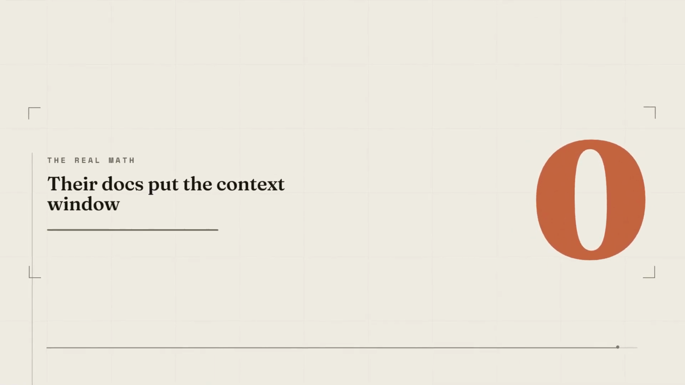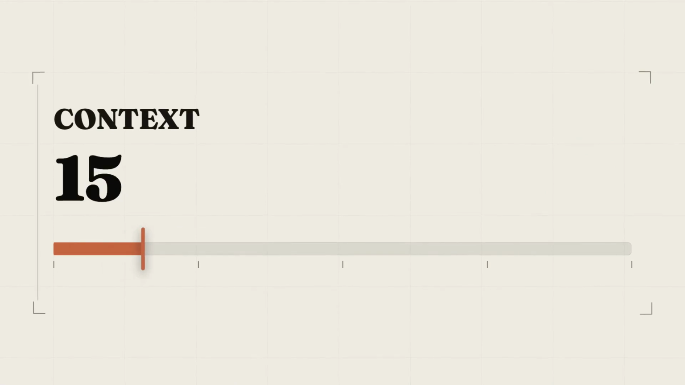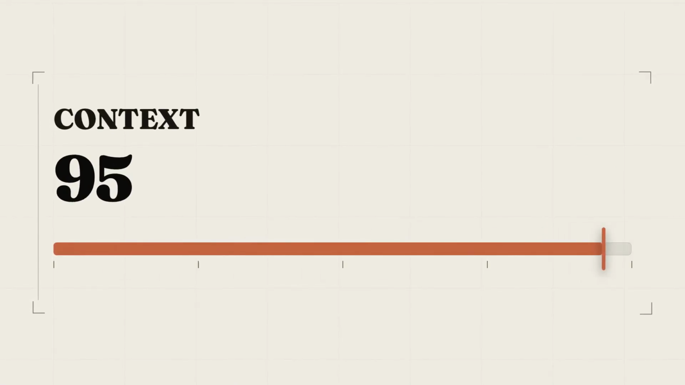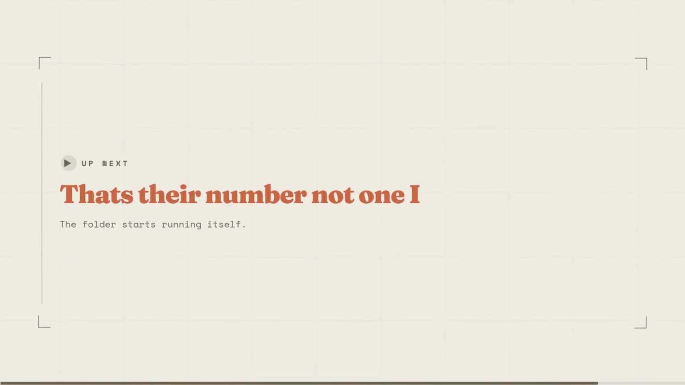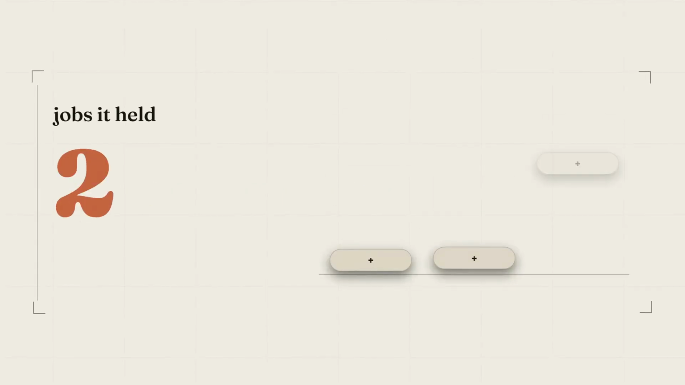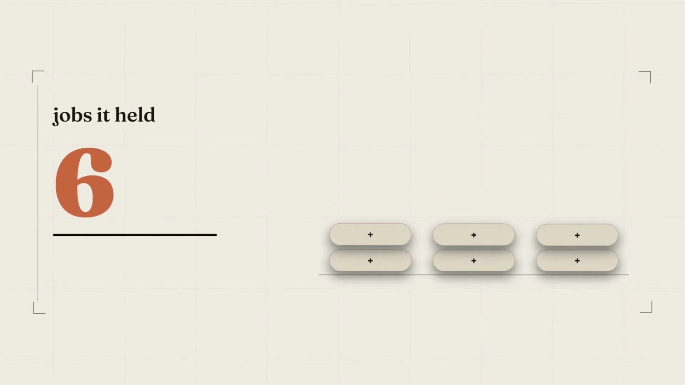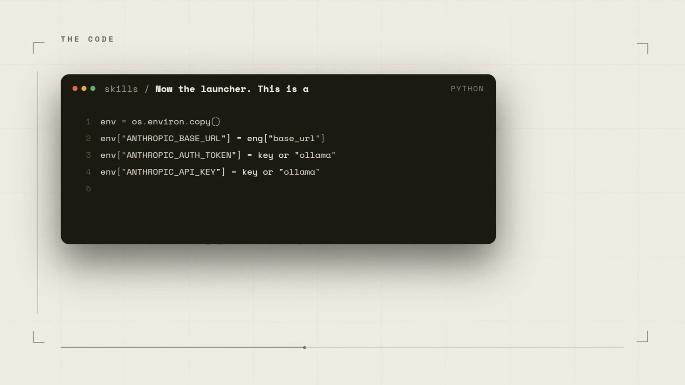One more line worth knowing. Their docs put the context window at about 983,000 tokens. The context window is how much the model can hold in its head at once. That is their number, not one I measured independently, so I am saying "their docs put it at" on purpose. Big enough for any job I have thrown at it.